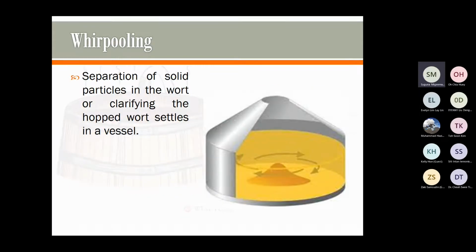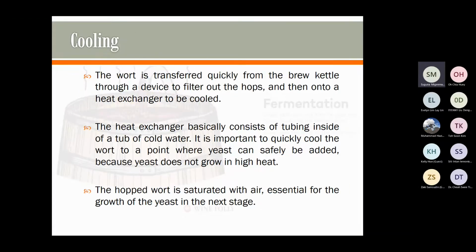Okay, from there, at this point of the process, they are still the wort. The solid particles are still there. So we separate the solid particles in the wort, and then clarify it as the hopped wort settles in the vessel. So we need to mix them up. Okay, whirlpooling, and then it will go into a cooling process.